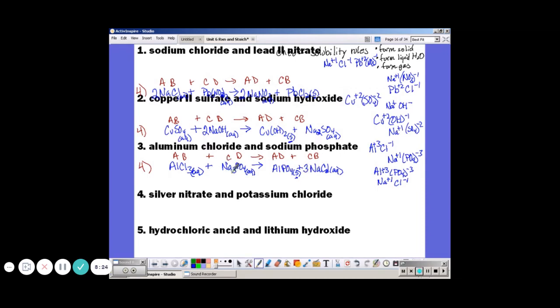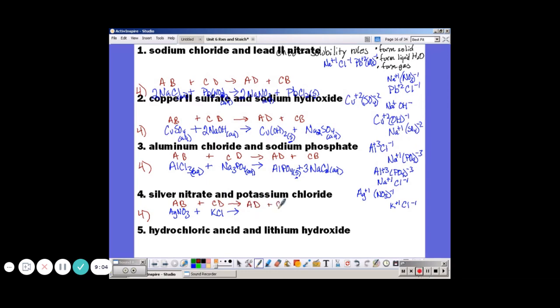Number 4, silver nitrate. Silver always has a charge of plus 1, and nitrate has a charge of minus 1. So that is AgNO3. And would be my plus. Potassium, K plus 1. Chlorine, Cl minus 1. So that would be KCl. It's a double replacement reaction because it's 2 ionic compounds. So AB plus CD yields AD plus CB. We're just switching our partners.